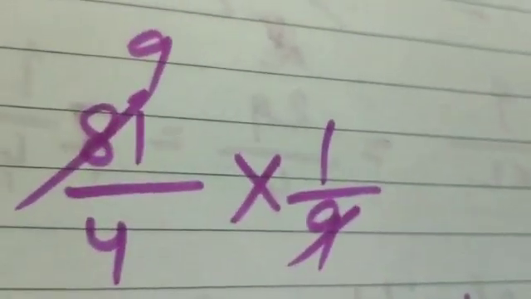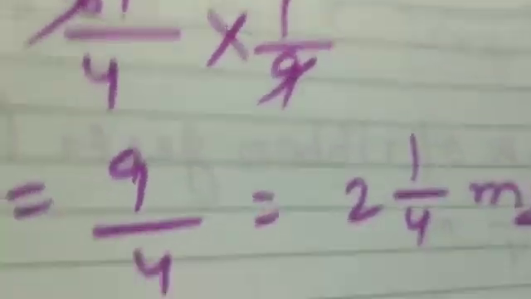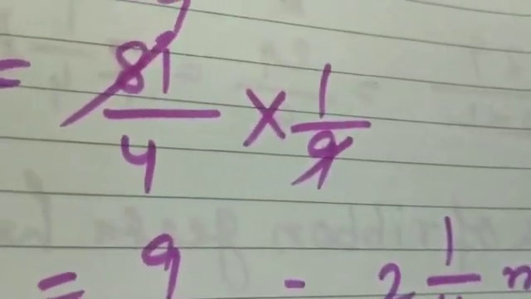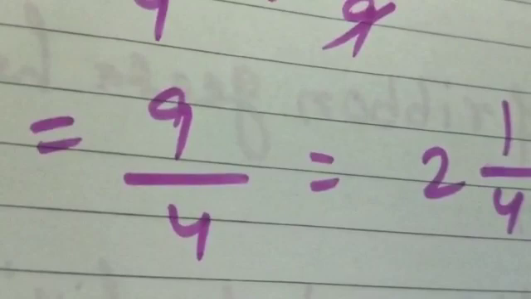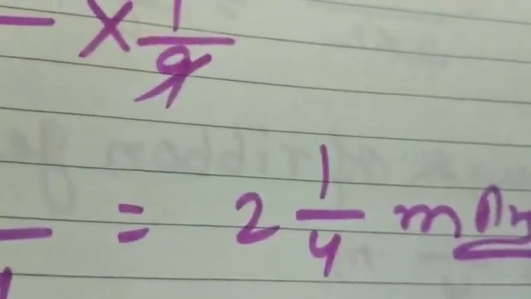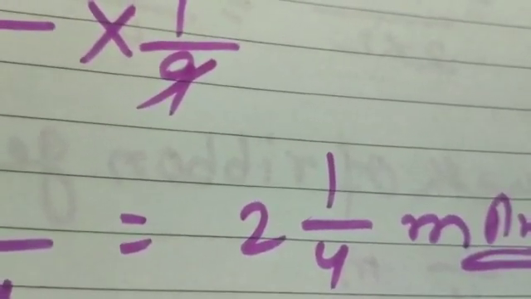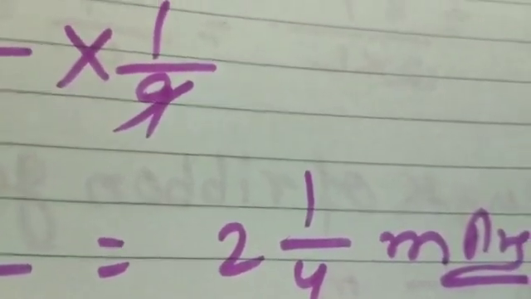So again 9 9s are 81. So what we are getting as remainder? 9 into 1 by 4 into 1. So that is 9 by 4. So again we will change it into mixed fraction. So 4 2s are 8. Remainder is 1. So the mixed fraction will be 2 1 by 4 meters.